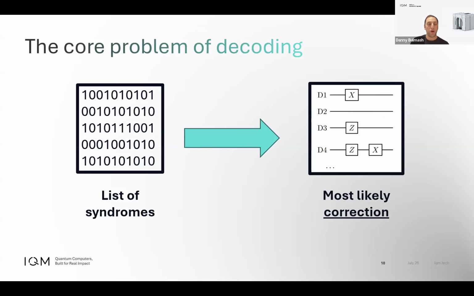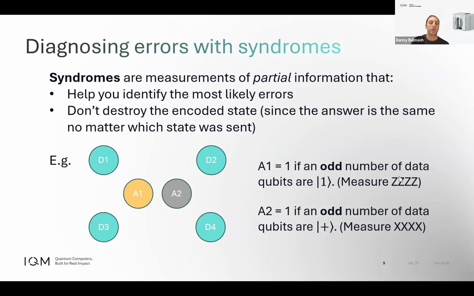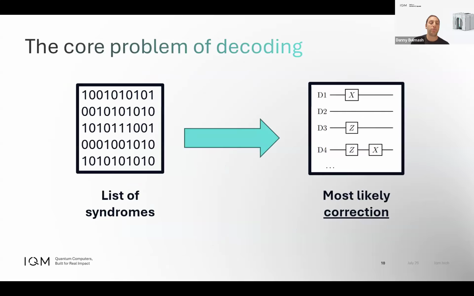Now, remember also that the core problem once we did those measurements is that we needed to decode them. We need to figure out what errors happened given what syndromes we measure. And so the core problem of decoding was that we take a list of syndromes and turn it, by some algorithm, into the most likely correction to fix any errors that may have occurred.